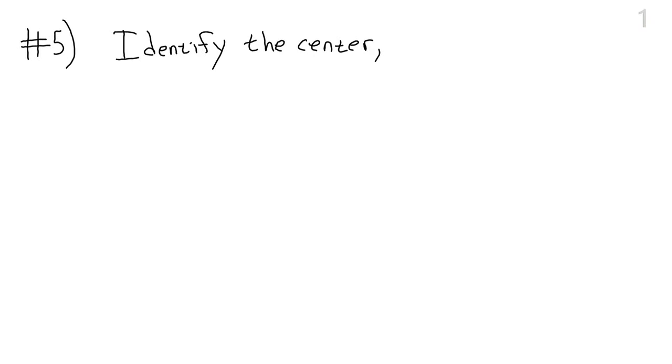So in the next problem, we're going to look at an ellipse centered at the origin. And so we are given an ellipse, and we're asked to identify several things about it: the center, the vertices, the co-vertices, the foci, and graph.